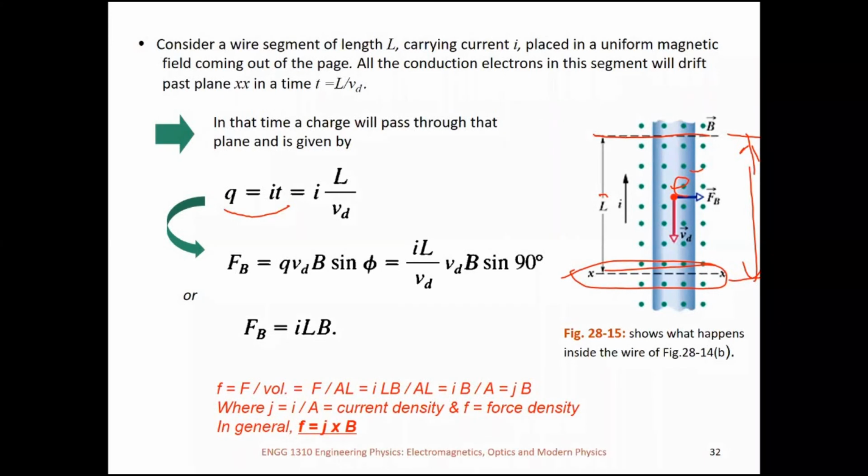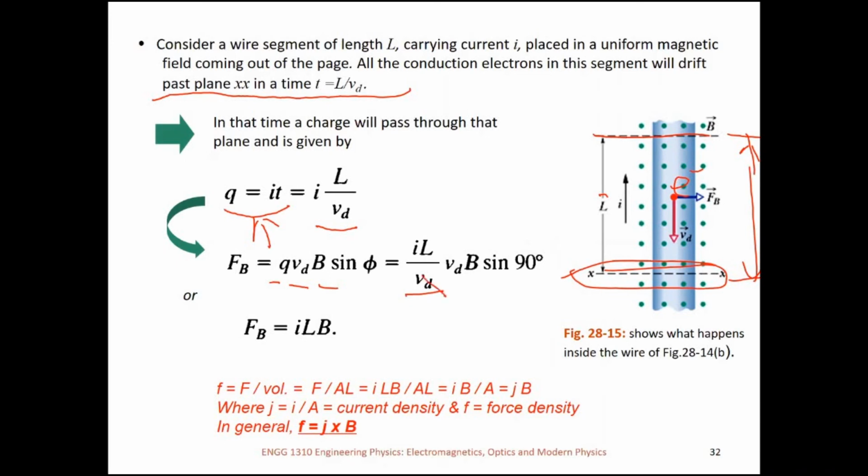Okay, and the T is the time required for all the conduction electrons drifting to pass the cross-section, which equals L over the Vd. Now we can calculate how much is the force on the total charge inside this L segment, which equals Q Vd B. So this Q is the total Q inside the L, not just one electron. Then we can replace this Q with IL over the Vd.